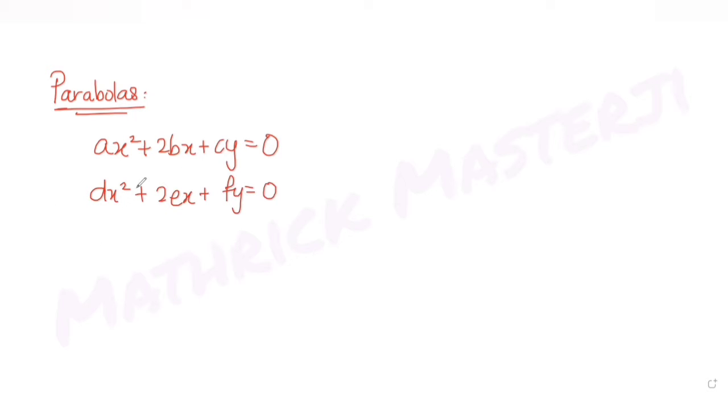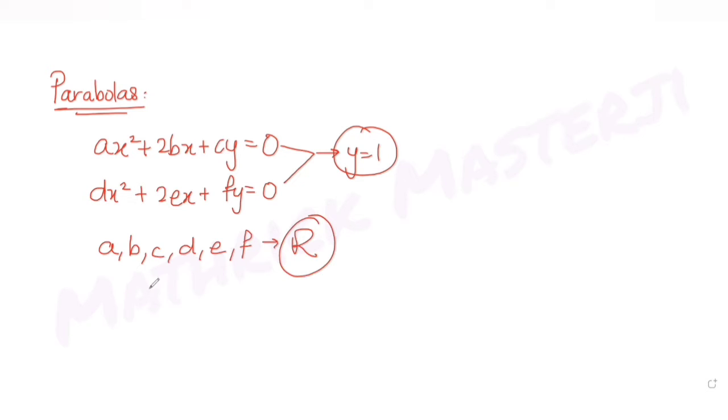We have been told that these two parabolas intersect on a line which is given to us as y equals 1. And the question further tells us that a, b, c, d, e, f are all real numbers, and a, b, c are in geometric progression.